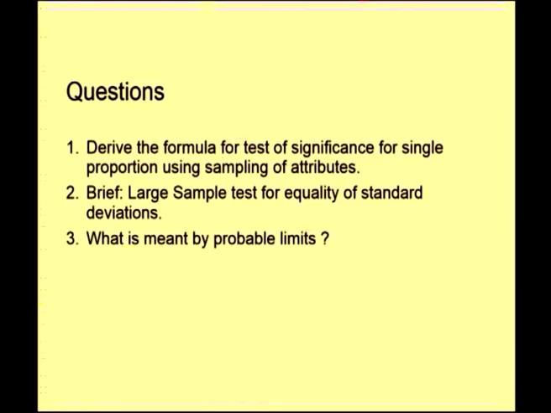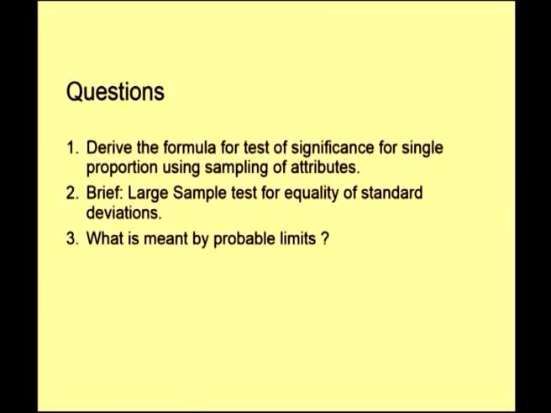Derive the formula for the test of significance for single proportion using sampling of attributes, that is, the derivation of Z equal to p minus capital P divided by root of PQ by n. That derivation using attributes you have to derive. Briefly explain the large sample test for equality of standard deviations, that is, how H naught and H1 are set up for the test for equality of standard deviations, and what is meant by probable limits.